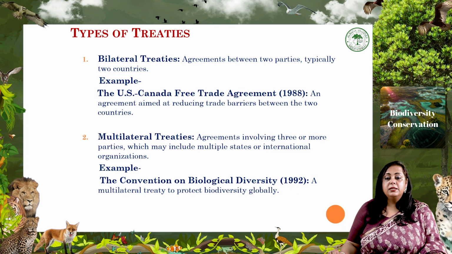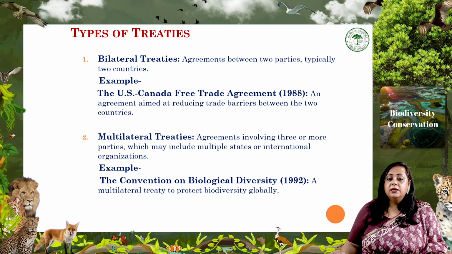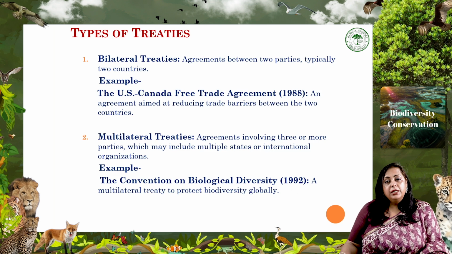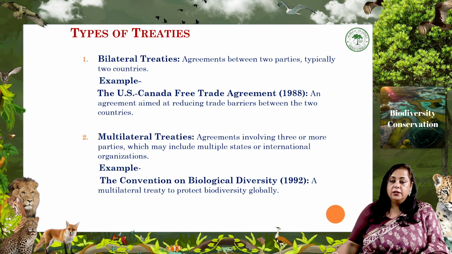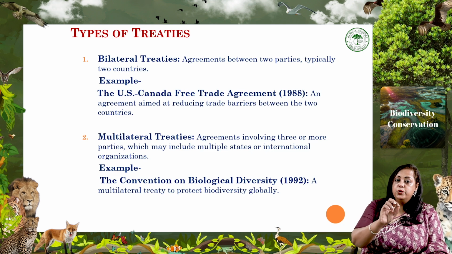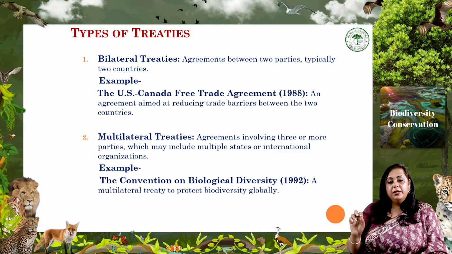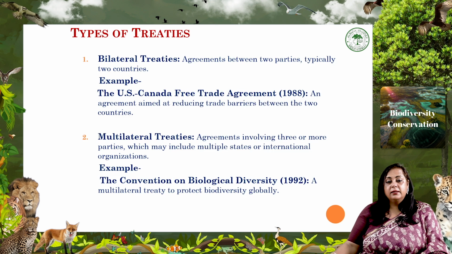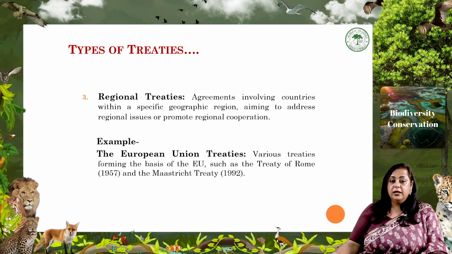So the CBD and CITES are multilateral treaties, because three or more countries were involved and signed the treaties. Many countries wanted this kind of treaty, which is called a multilateral treaty. So a bilateral treaty means an agreement between two countries, for example the US-Canada Free Trade Agreement, and a multilateral treaty is the Convention on Biological Diversity.